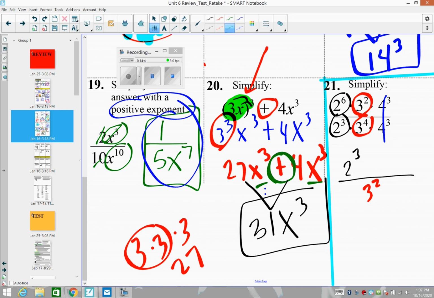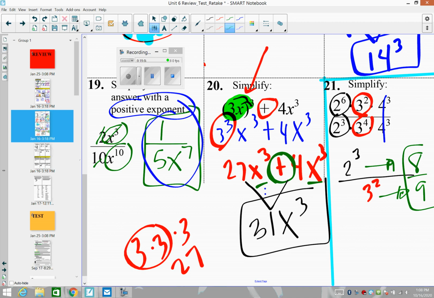And now we're going to simplify. 2 to the third is equal to what? 2 times 2 times 2 is 8. 3 to the second is equal to what? 9. So your final answer is 8/9. Now you could write that all out. I don't have a ton of space there, so I didn't write that out, but you could write that as 2 times 2 times 2 times 2 and just expand it out and look for factors that cancel.